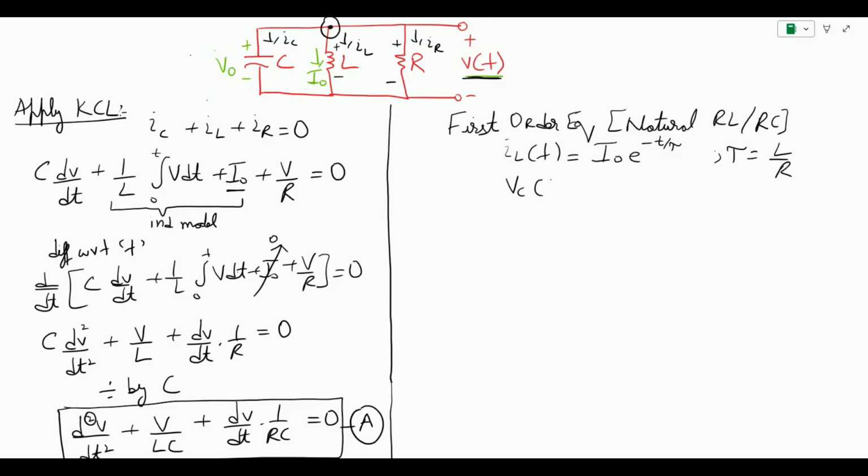Similarly, when we found the natural response of an RC circuit, the voltage had the expression V naught e raised to the power minus t by tau, where in this case the time constant was RC. So looking at these first order equations, we can assume that if we go from the first order to the second order, we are going to have an expression that will involve a constant, representing I naught and V naught, and the exponential is going to be there with a power sign.